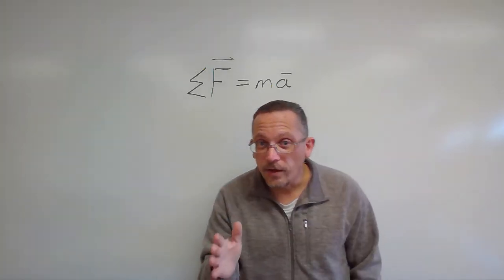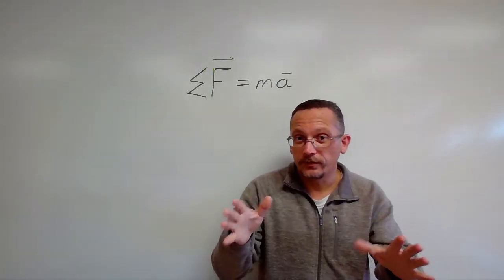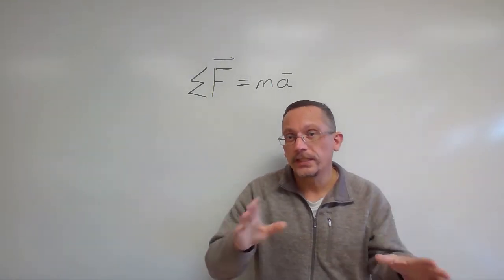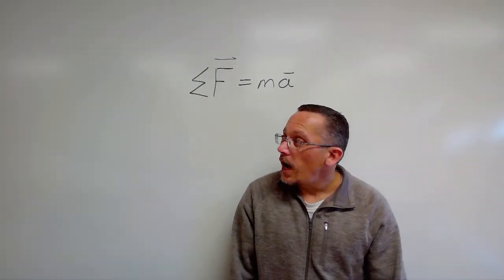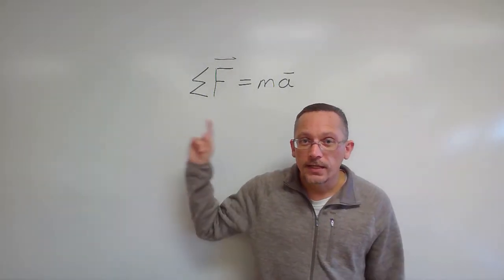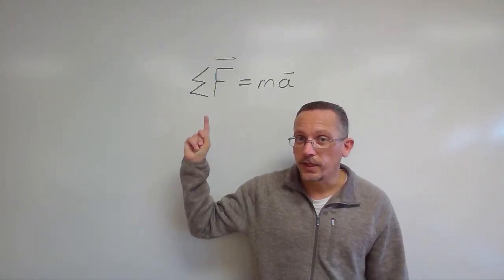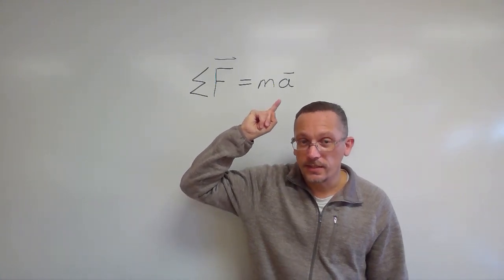Okay, the second law of motion, you can see right here above me. The second law of motion, this is the big one, right? This is the equation that's going to help us solve some problems, and we'll be able to predict the motion of objects using the second law of motion, right? The second law of motion says that the net force, the sum of all of the forces on an object, is equal to that object's mass times its acceleration.